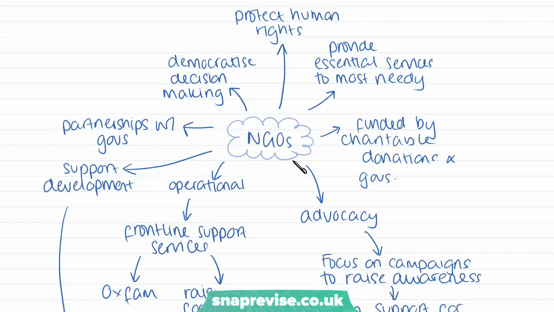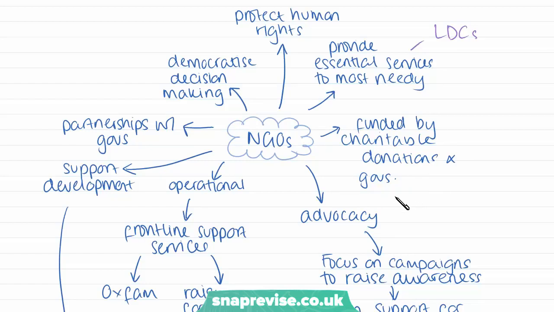And in the 21st century, NGOs have essentially developed as a global force to democratise decision-making, for example, persuading governments to consider bottom-up approaches through helping the poorest people rather than funding big government projects in less developed countries. They also advocate to protect human rights and also provide essential services to the most needy people in the world in the least developed countries. And typically, NGOs are funded by charitable donations, and some of them are also given money by governments.